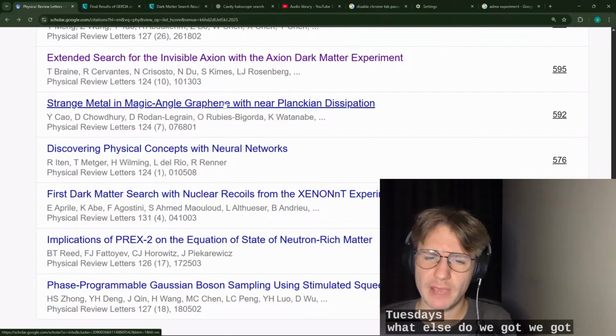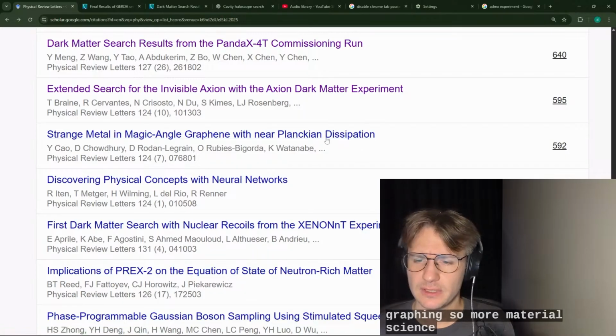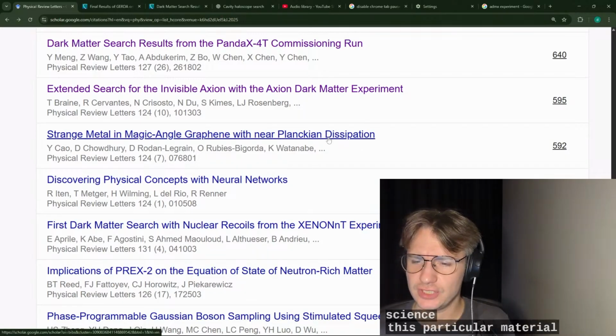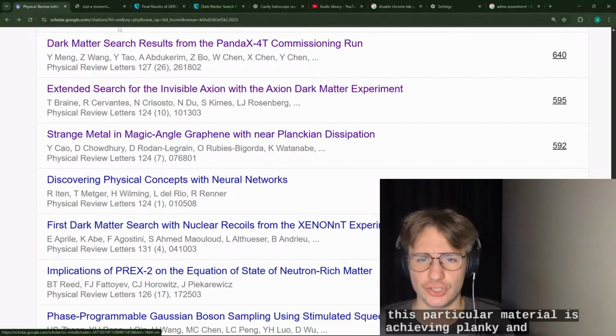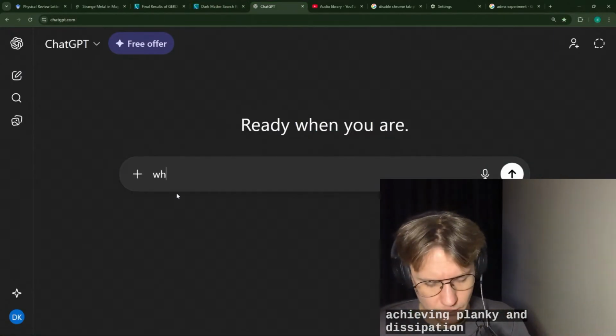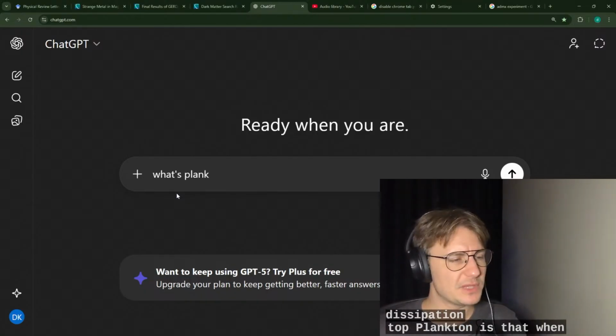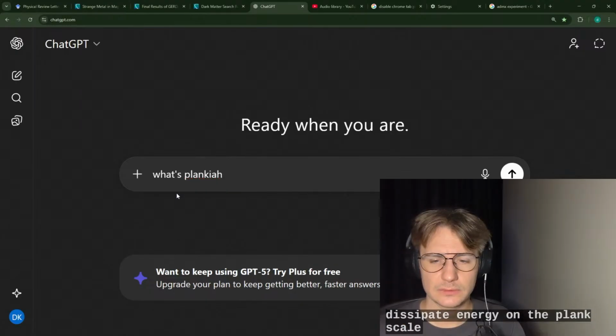We got strange metal in magic angle graphene, so more material science. This particular material is achieving Planckian dissipation. Planckian. Is that when you dissipate energy on the Planck scale? Like really small amounts? What does that mean?